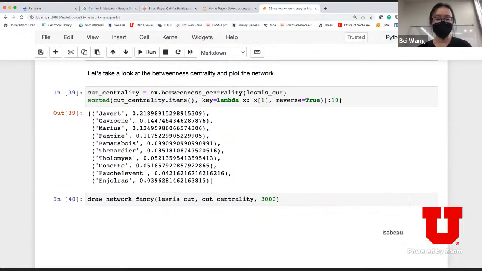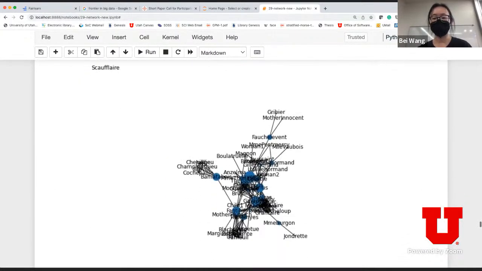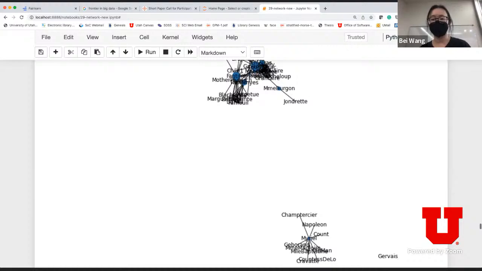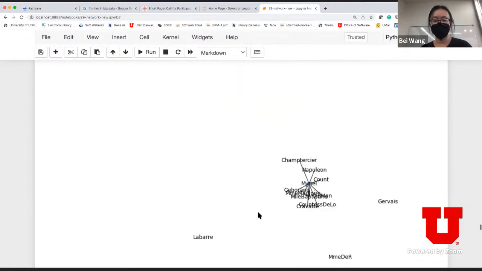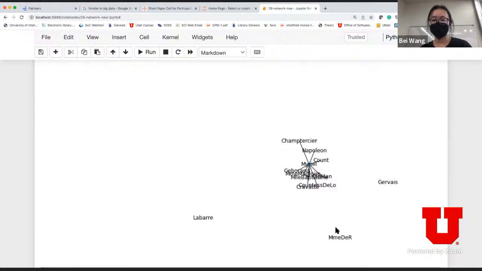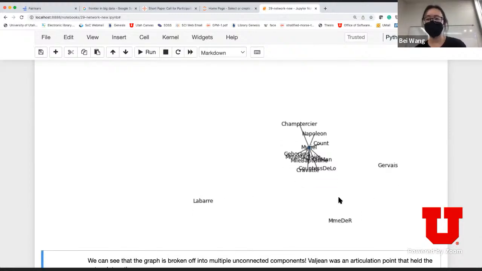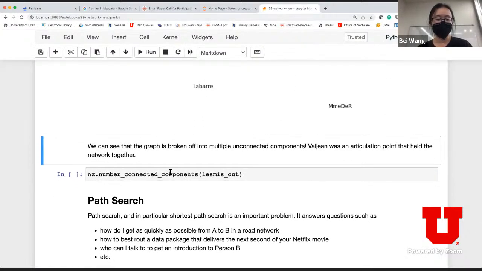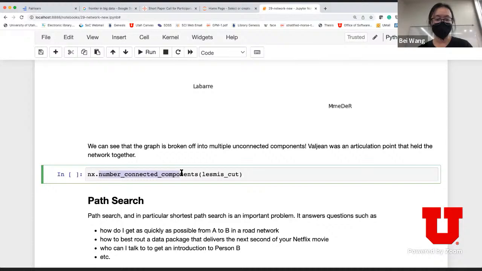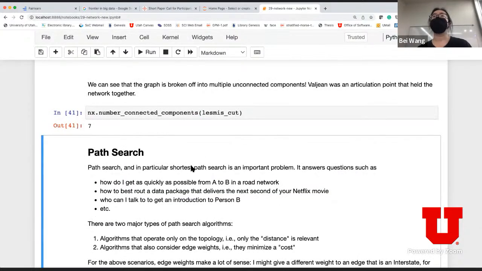But if I visualize it, because this was the most important node, removing it has disconnected the underlying graph into 1, 2, 3, 4, 5, 6, 7. It has disconnected the social network into 7 connected components. And if I want to know how many components there are, we can call number of connected components, and it's going to say 7.